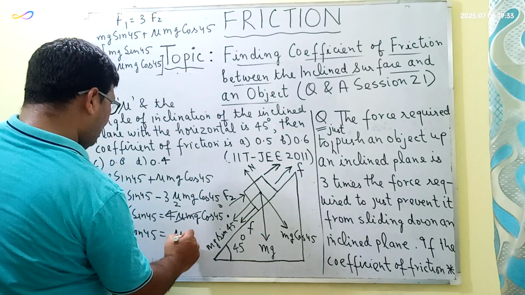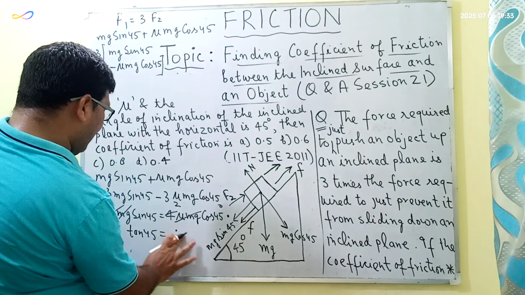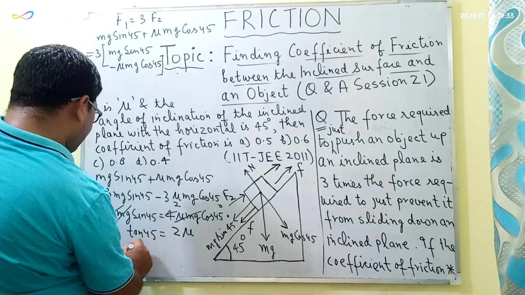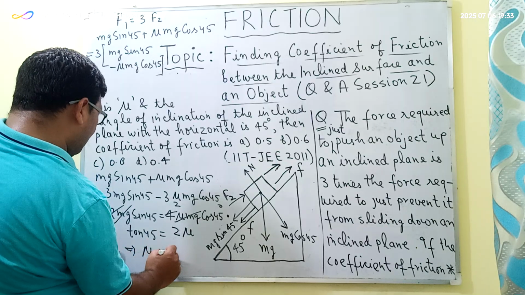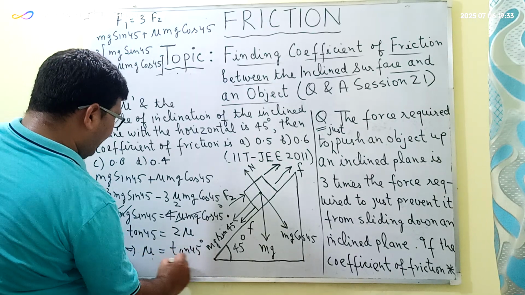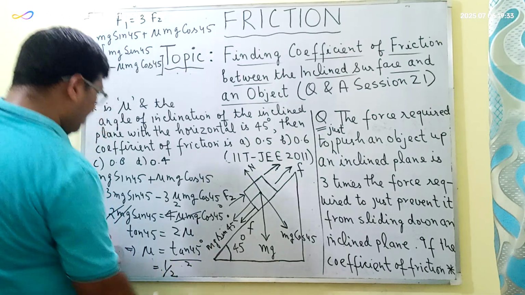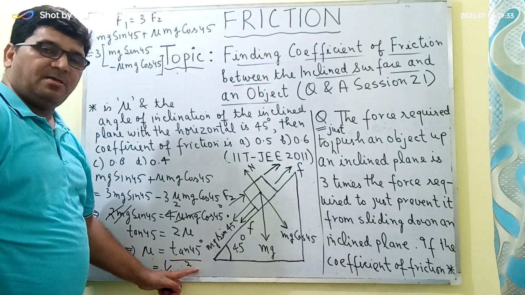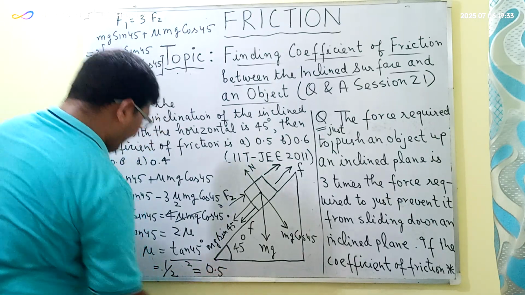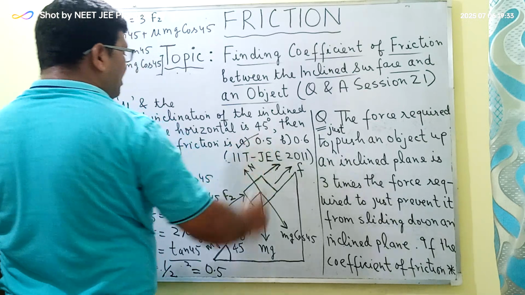I will be getting tan 45 is equal to 2 times mu, or we can say that mu is equal to tan 45 divided by 2, which is equal to 1 by 2, because tan 45 is equal to 1. So this is equal to 0.5. So the value of the coefficient of friction is equal to 0.5.